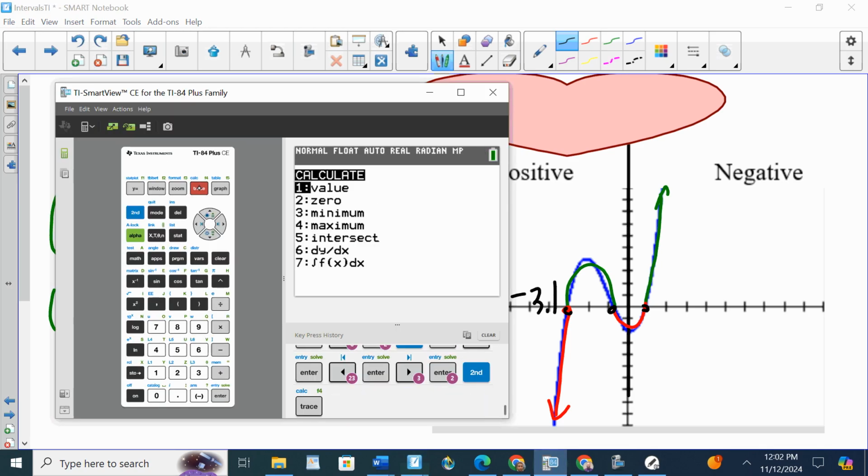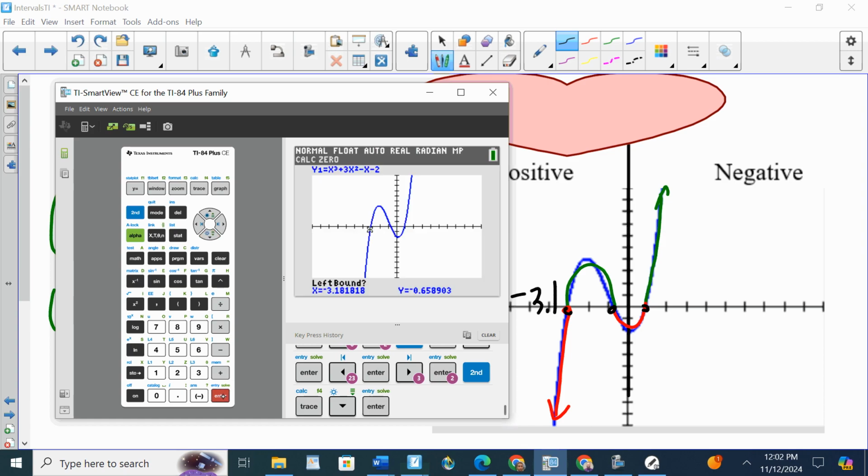I'm going to repeat the process for the next 0. Second trace, option 2, 0. I'm going to move my cursor to the next point I'm trying to find. Left bound, make sure the cursor is to the left of it. Enter. Right bound, move the cursor to the right of it. Enter. Enter. Negative 0.7.